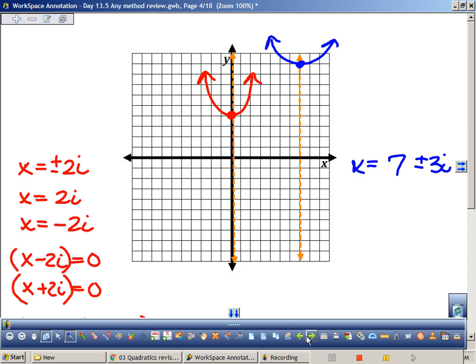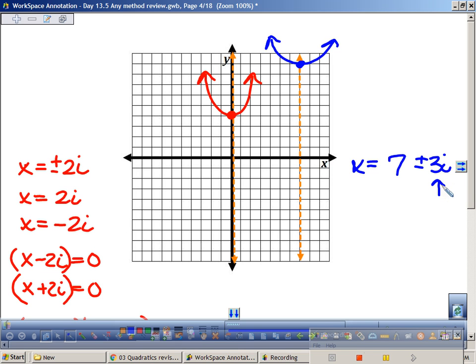So the vocabulary. All right, so these are imaginary roots. This is actually a complex root. And the difference between the two is that this is not an imaginary number. This is an imaginary number. This is a real number. So when I have real and imaginary put together, we call them complex.